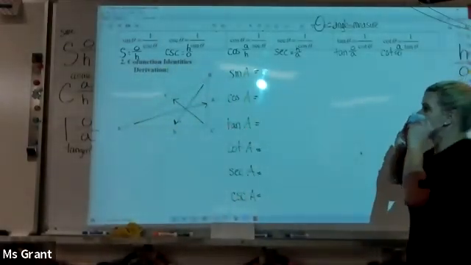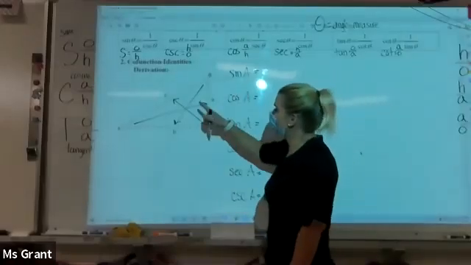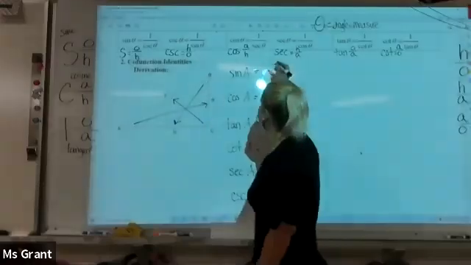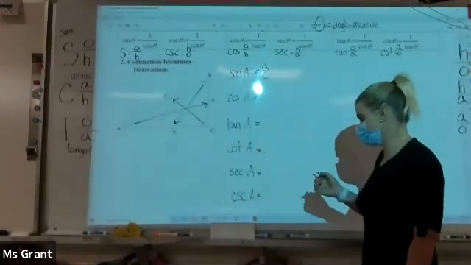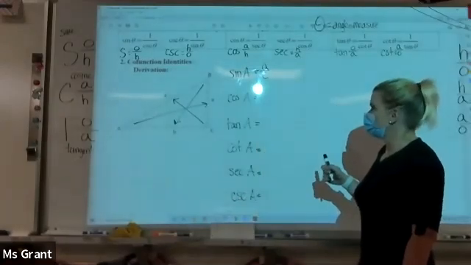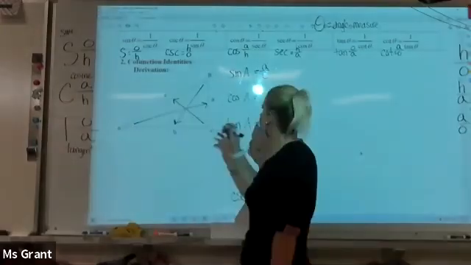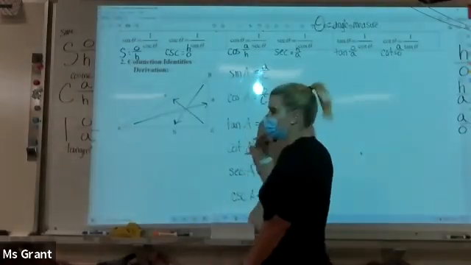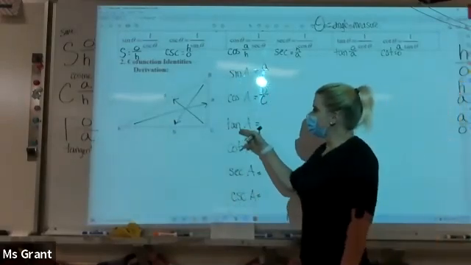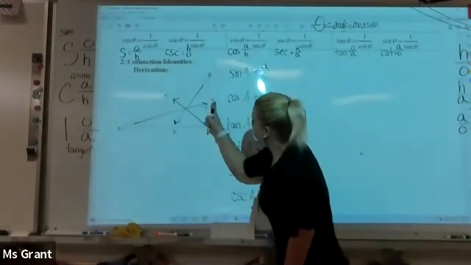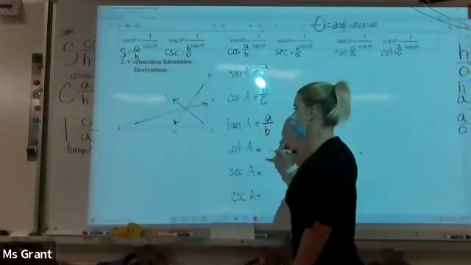So I'm not writing numbers, I'm writing alphabet letters. Sine of angle A, opposite over hypotenuse, A over C. Cosine of angle A, adjacent over hypotenuse, B over C. Tangent of angle A, opposite over adjacent, right? A over B.